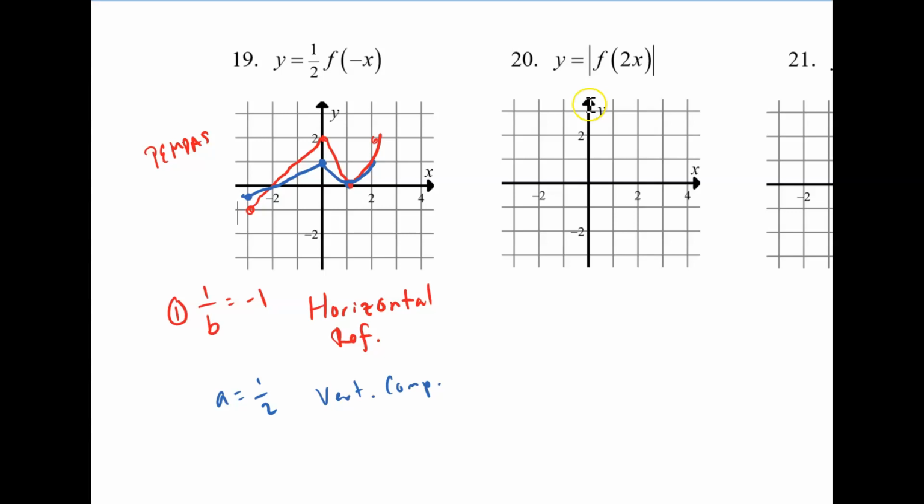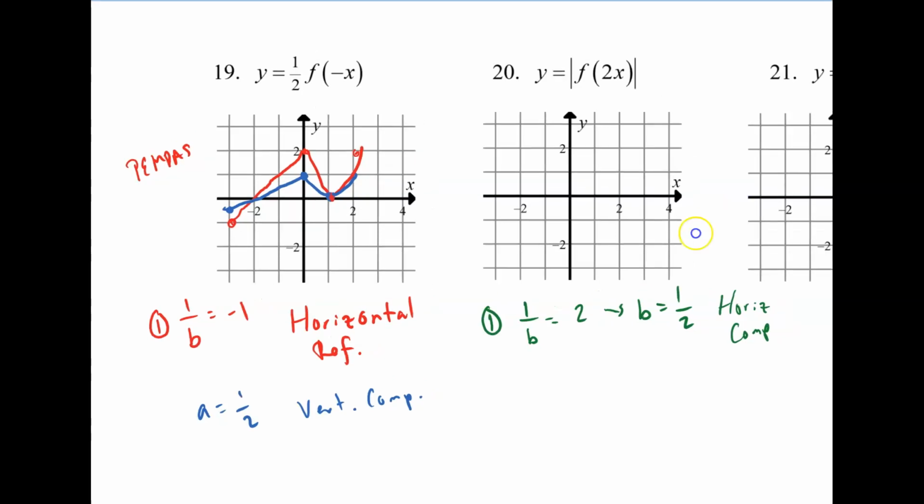For number 20, we have two things going on here. We have an absolute value of f of 2x, okay? So the first thing that we're going to do here is, remember, inside out, right? So inside the parentheses, we have a 1 over b value. That is 2, which implies that our b is 1/2, okay? So that's going to cause all of our x values to compress by a factor of 1/2, so horizontal compression. Okay, so I'll write here, horizontal compression, and we'll do that first, and then we'll take care of the absolute values.